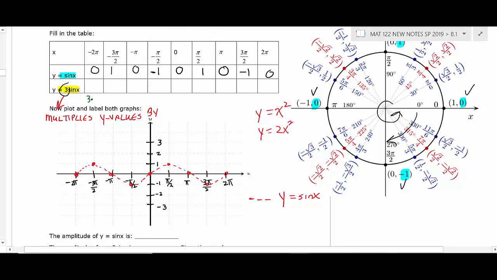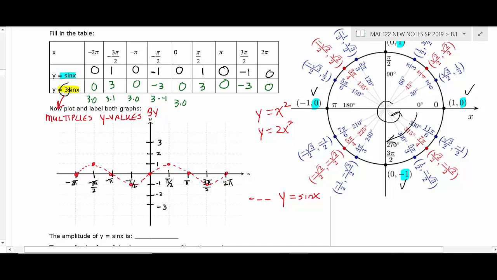So you're doing 3 times 0 here, so that's 0. You do 3 times 1, that's 3. 3 times 0 is 0. You don't have to write that down unless you want to. 3 times negative 1 is negative 3. And then 3 times 0 is back to 0 like that. Then the rest you can just do in your head. 3 times 1 is 3. 3 times 0 is 0. 3 times negative 1 is negative 3. And 3 times 0 is 0. Okay, so that gives you your values.